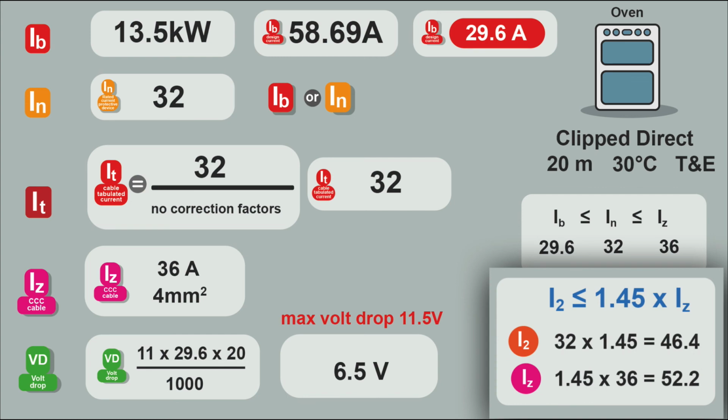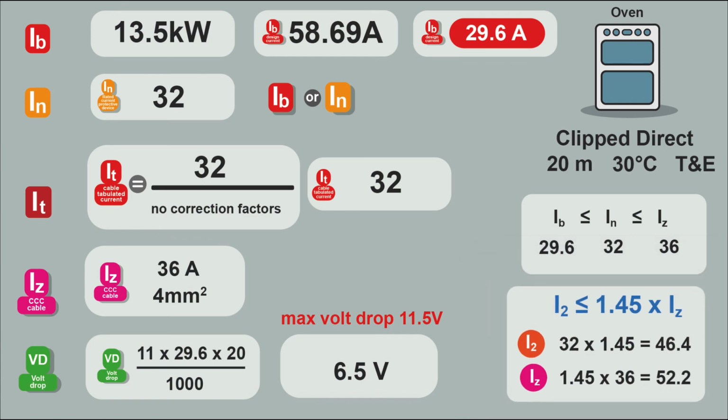Another check is I2, the current causing operation of the protective device, is less than or equal to 1.45 times IZ. Protective device is 32 amps times 1.45 gives us a value of 46.4, and 1.45 times 36, our IZ, gives us 52.2. Therefore I2 is less than IZ. And if we do get a fault situation which causes an overload on the cable, we know the cable can handle that overload situation until the protective device operates, which we know should be less than an hour if it's put in 1.45 times its rated current.